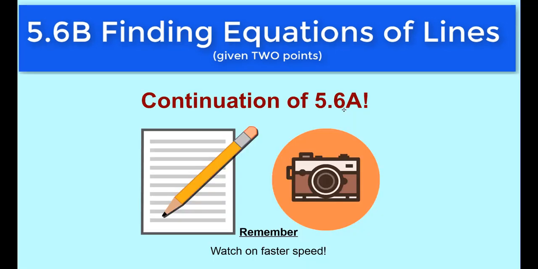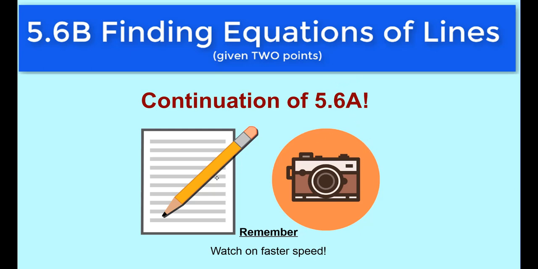Hey guys, today we are doing a continuation of 5.6a where we're coming up with the equation of a line, but this time we're only given 2 points. The previous lesson was a point and slope, but now we're going to only be given 2 points.